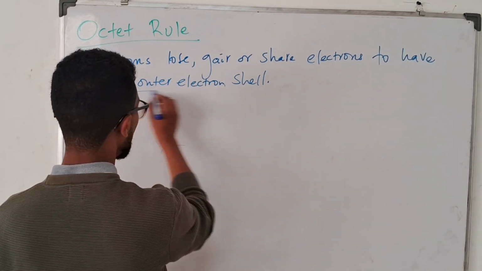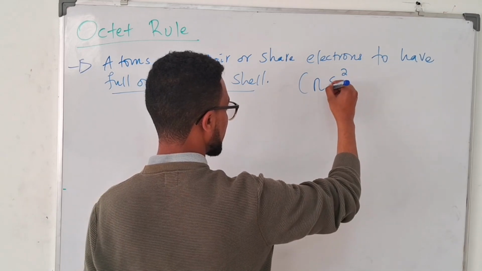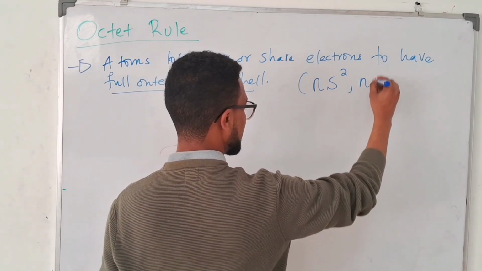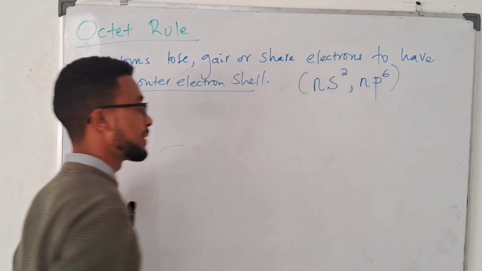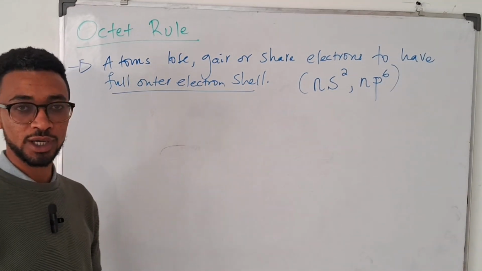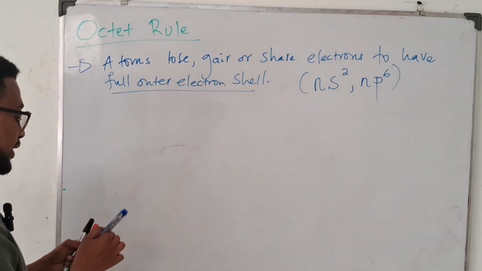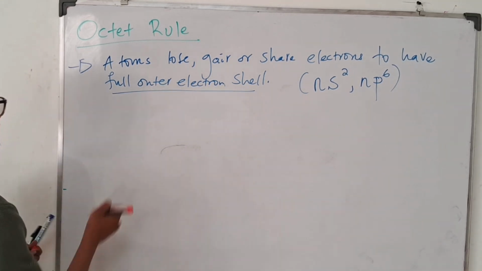What do we mean by full outer electron shell? Atoms need to have this configuration, ns2 np6 configuration. Basically, they want to look like a noble gas, okay? So that they will be stable or unreactive. So we can look at some examples here.